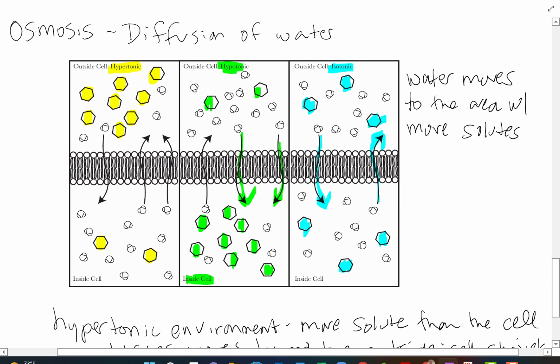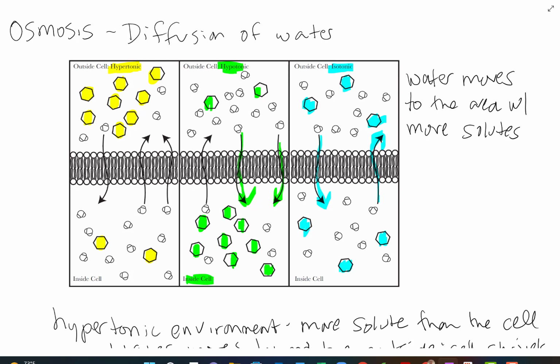And then finally, we looked at our third type of passive transport, which is osmosis, which is the diffusion of water. Water is going to always move towards the area where there is more solute. If an environment has a lot of solute in it relative to the cell, we're going to say that it is a hypertonic environment. So water would move out of the cell towards the high solute concentration in the hypertonic environment, and the cell will shrivel.